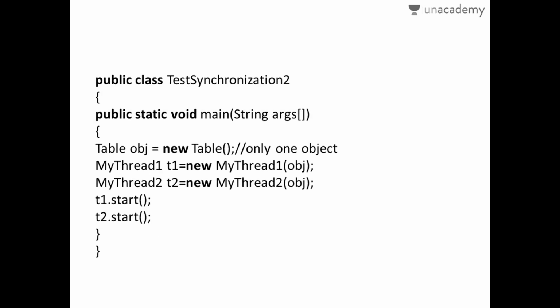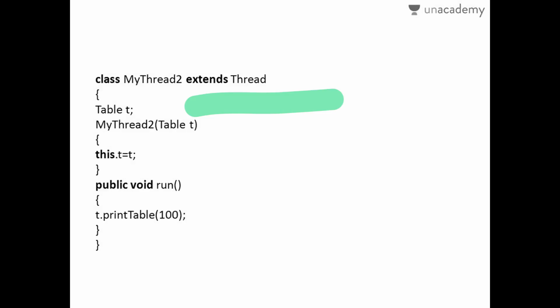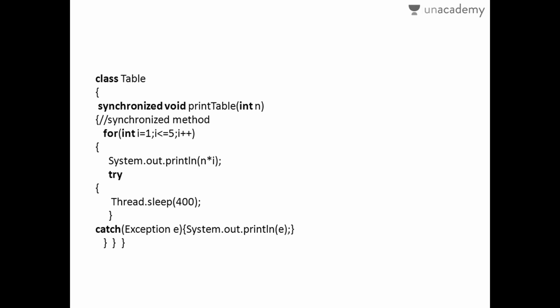See the main method, where we have TestSynchronization2 as the class for the main method, and we have an object created for the table. Only one object is created, and then we have thread t1 equals my thread. Same, both the threads are accessing the same object, and we have t1.start and t2.start. Both are started here.